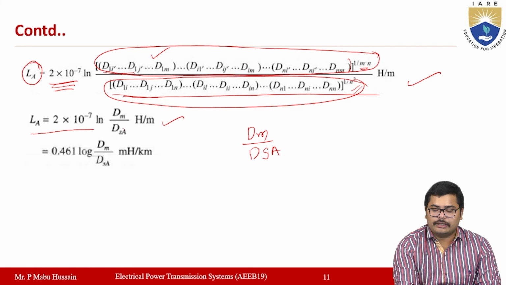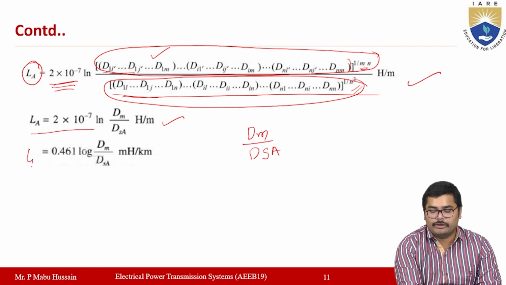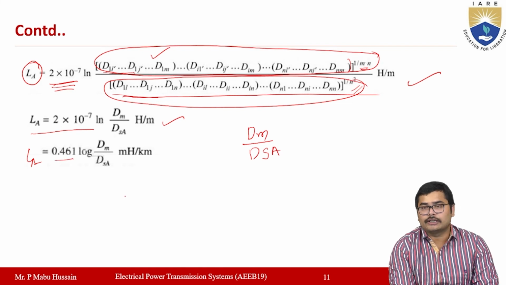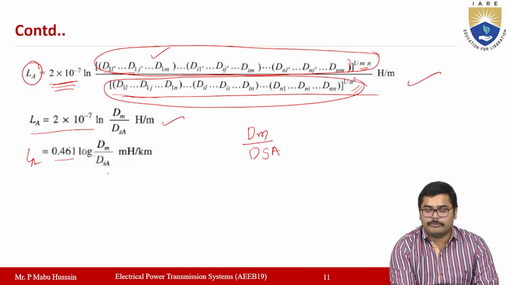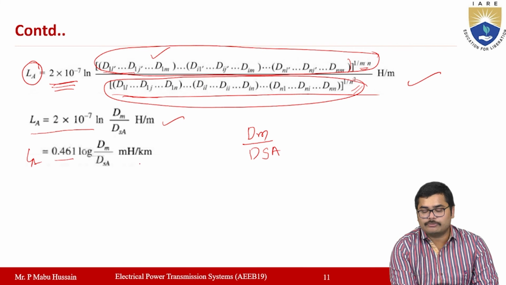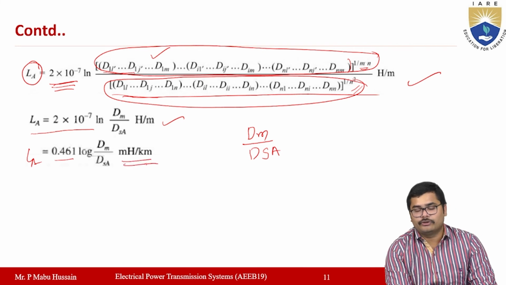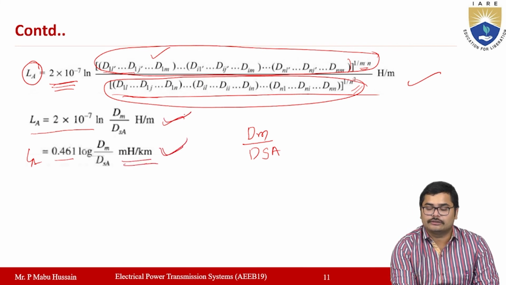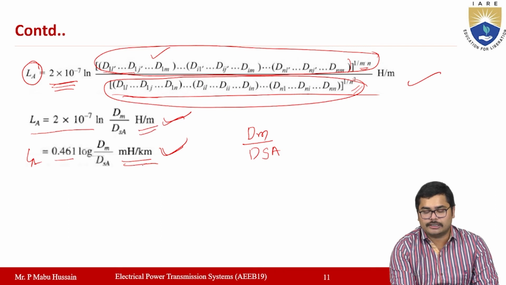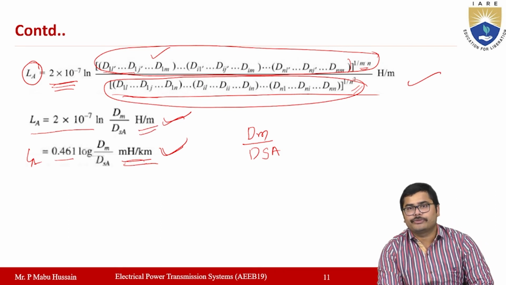So now if you convert this into logarithmic terms, you will get the LA value equal to 0.461 log(dm/dsA) millihenries per kilometer. You can use any one of these two equations. The first will be in henries per meter, the second in millihenries per kilometer.